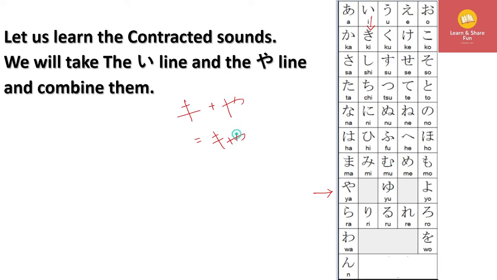For now, let us understand how to write kya. First, write a ki. And just below ki, write a small ya. Then it will become kya. If we write ki and ya in the same line and height, then it will be pronounced as kiya, kiya.